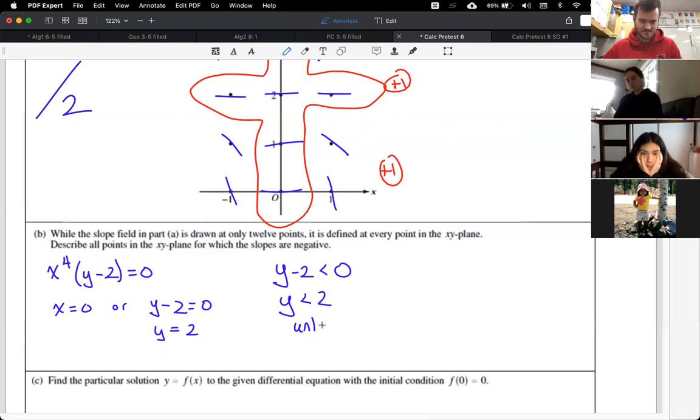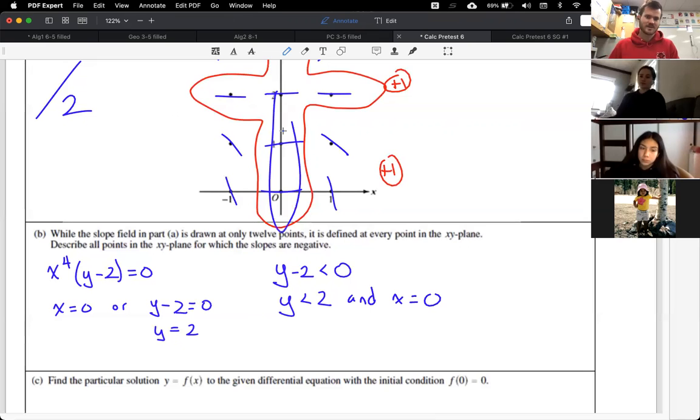And I guess I should say this too, unless x is equal to 0. So I guess the more mathematical way of saying that is y less than 2 and x can never be 0. Because if x is 0, then we saw right here, no matter what happened when x is 0, it has a slope of 0 and it's never negative. Aside from that one case, then yeah, your slopes are always negative. So that's my final answer.